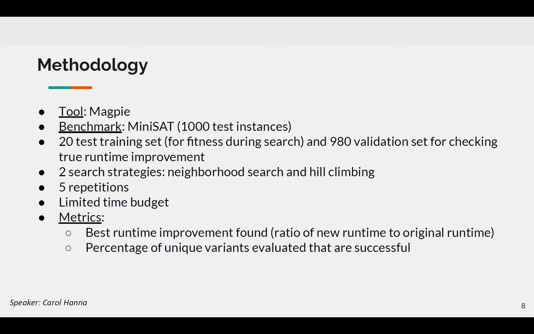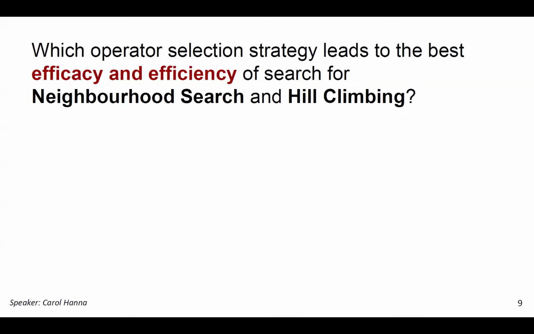And we look at 2 different metrics. The best runtime improvement found, so that's the ratio of the new runtime to the original runtime, and also the percentage of unique variants evaluated that are successful. The main thing that we investigate in this paper is which operator selection strategy leads to the best efficacy and efficiency of search for both the neighborhood search and the hill climbing.